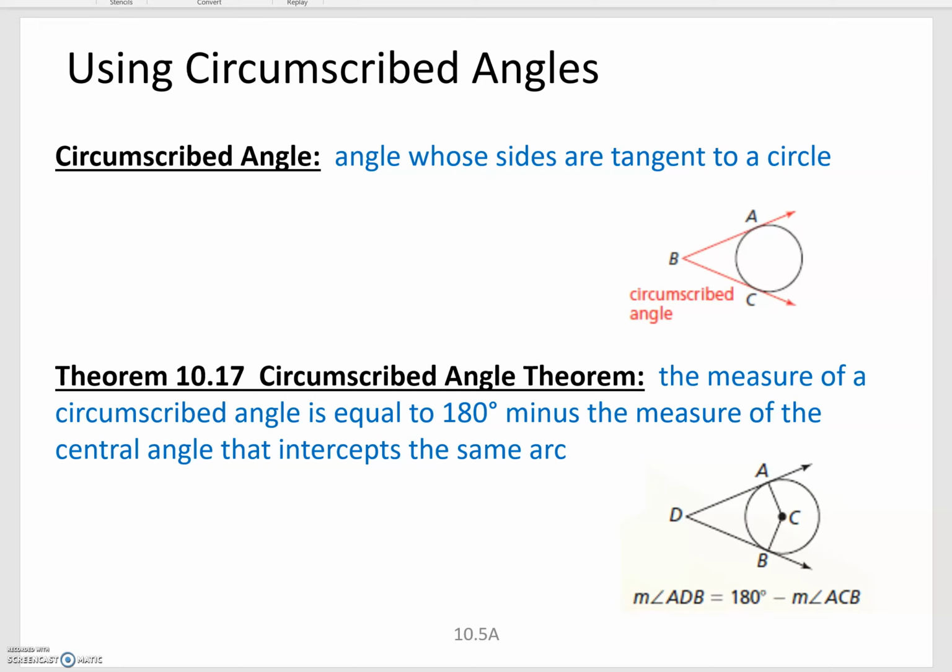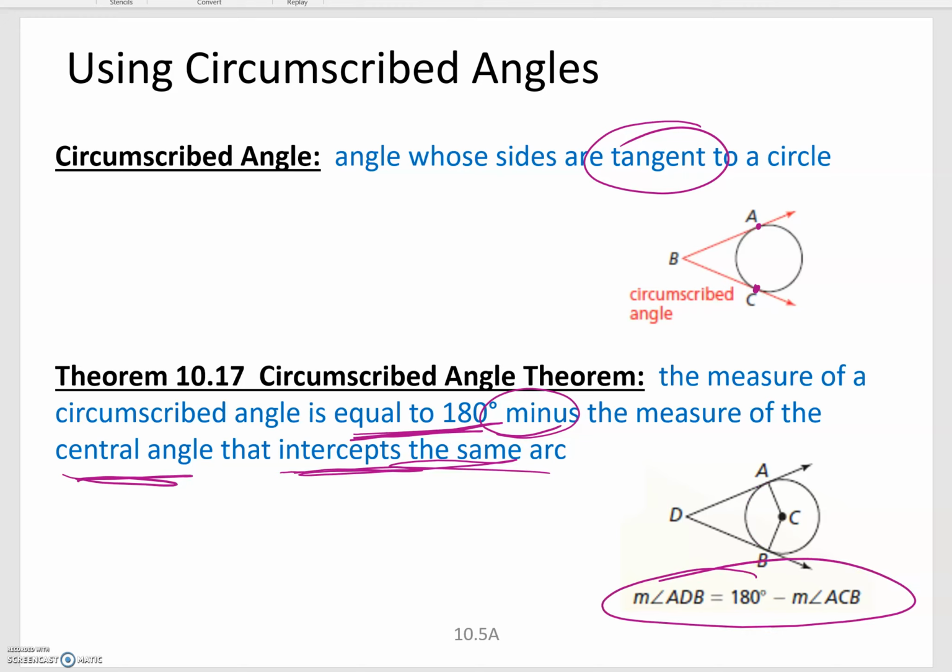The last thing that we're going to talk about in 10.5 is circumscribed angles. So those are angles whose sides are tangent to the circle, meaning they only touch in one place. Okay. So we've seen a few of these so far, but we haven't figured anything out about how to solve them until this picture. Okay, so the measure of the circumscribed angle is equal to 180 minus the measure of the central angle and the arc that intercepts that same angle.